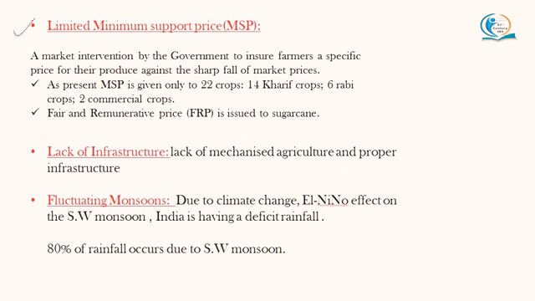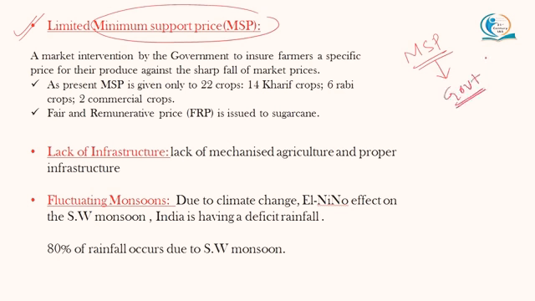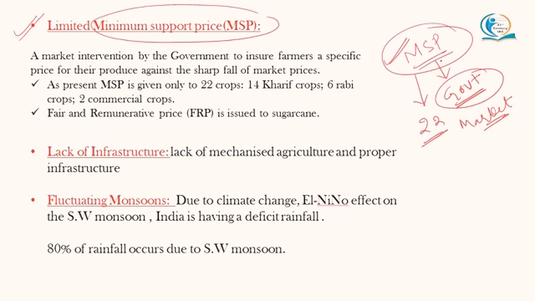Another issue is the limited minimum support price. Minimum support price is the price fixed by the government for the produce of the farmers. The main objective of issuing this minimum support price is that the government wanted to give assurance to the farmer for their produce in order to protect them against the sharp fall of market prices. So this minimum support price, though it seems to be a good initiative, has many limitations. Hardly 22 crops are covered under this MSP. So what about the other crops?